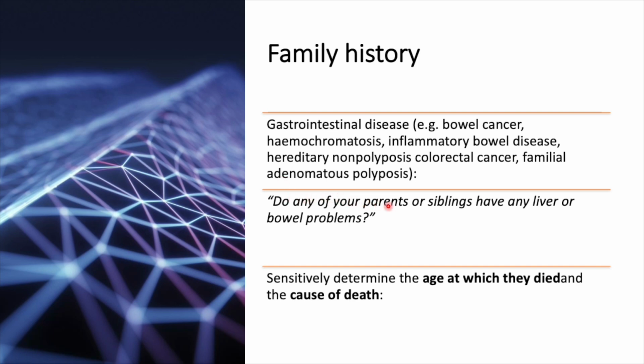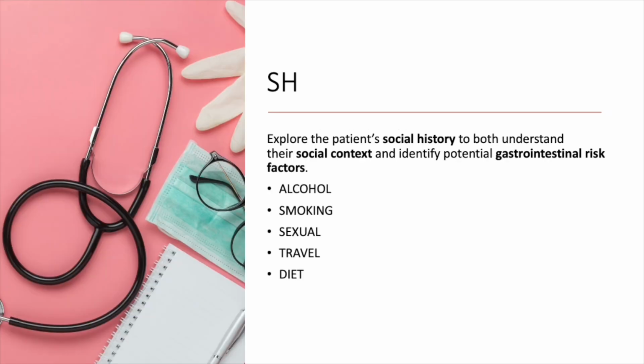Do any of your parents or siblings have any liver or bowel problems? Because this will include the hepatitis, include Wilson's disease. All these are important. And when somebody has died in the family due to a GI problem or due to any other problem, you should be very sensitive in asking and determine the age at which the patient had died and try to identify what is the cause of the death. You should be very sensitive in addressing this history.